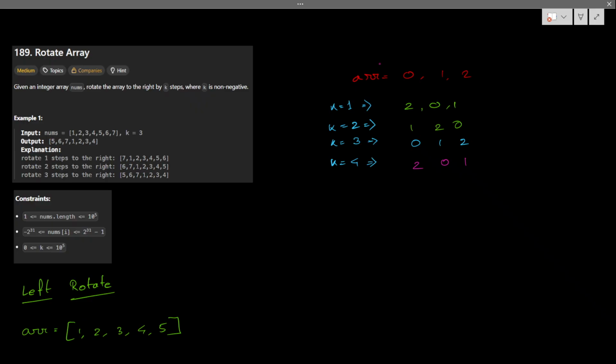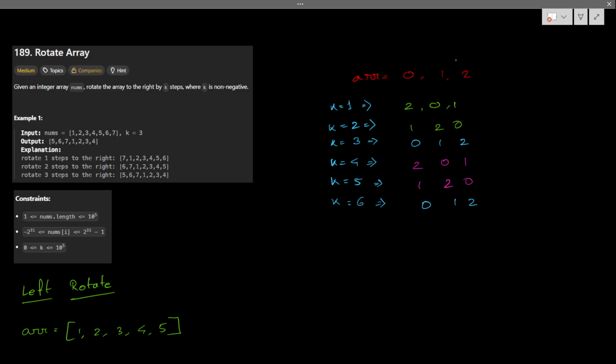So is there any pattern? Do we have to rotate, or can we find a pattern? Can we reduce the value of k? For that, let's write some more values. Like k equals 5, it becomes 1, 2, 0, and if k equals 6, it becomes again 0, 1, 2.